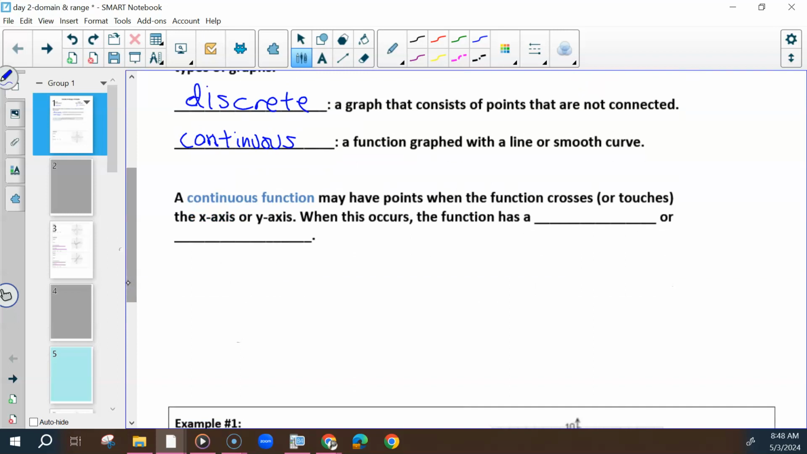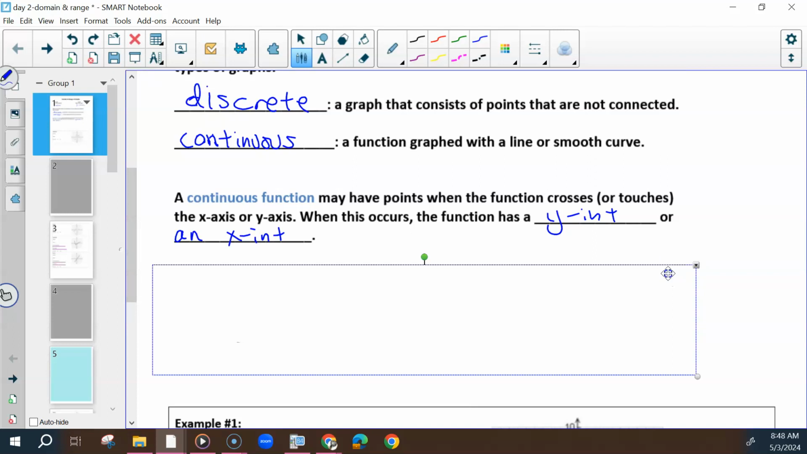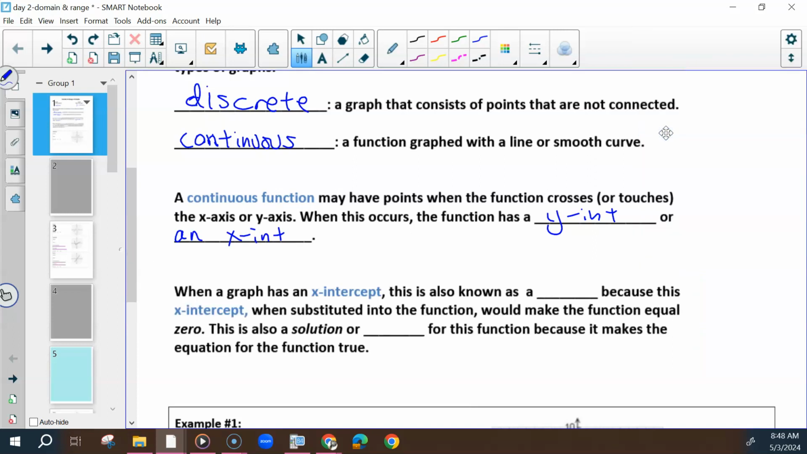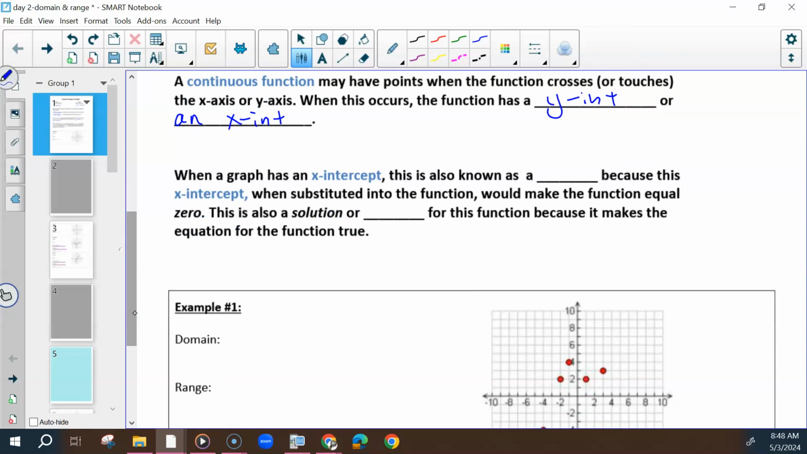So then there's some other review up here. When it touches or crosses the x or y axis, you have a y-intercept or an x-intercept. And then your x-intercept is also known as a zero, solution, or a root. And the reasons are up there again. So we're going to do a couple examples of domain and range and connecting it back to whether this is a function or not.